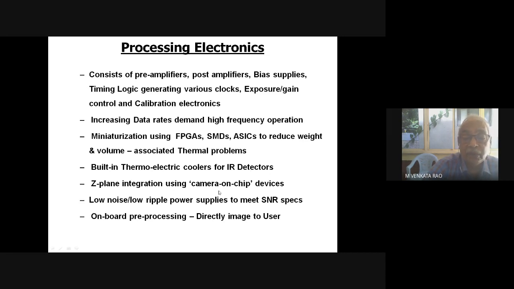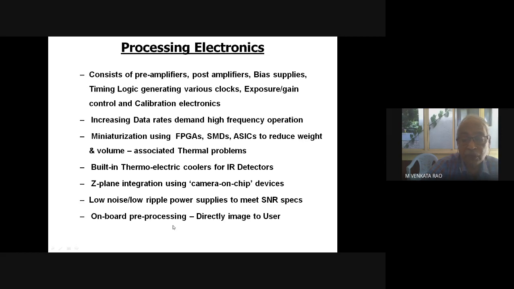Then Z-plane integration using camera on chip devices. At higher frequencies, the cable lengths should not be more. So they want to put everything very close to the detector. So along the Z-axis plane behind the detector itself, they are putting part of the processing electronics. That is Z-plane integration. Then low noise, low ripple power supplies. That is very important. Whatever DC-DC power supplies we give to the camera electronics should have low noise and low ripple. Otherwise, the basic signal will be noisy.